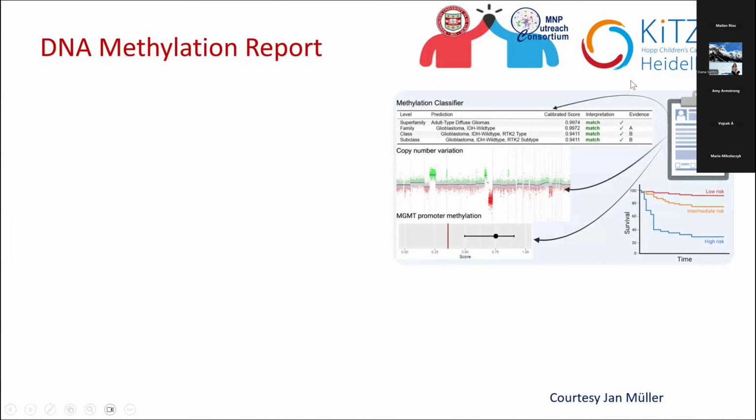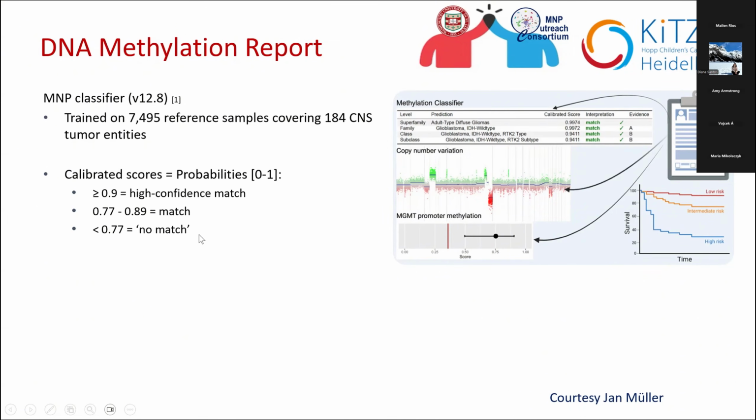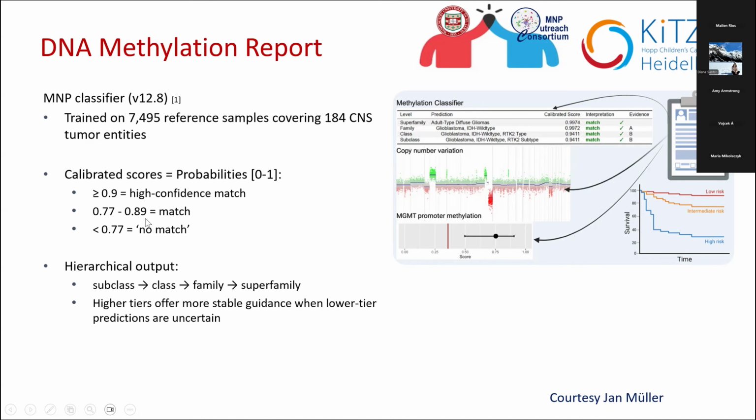I think I only have two more slides that were already discussed by my colleague Jan last time. But this is just a reminder of the DNA methylation report that you get after you upload your IDAT files to Epignostics in order to complete the workflow. So this is a reminder of the calibrated scores as well. Less than 0.77 is generally considered no match.